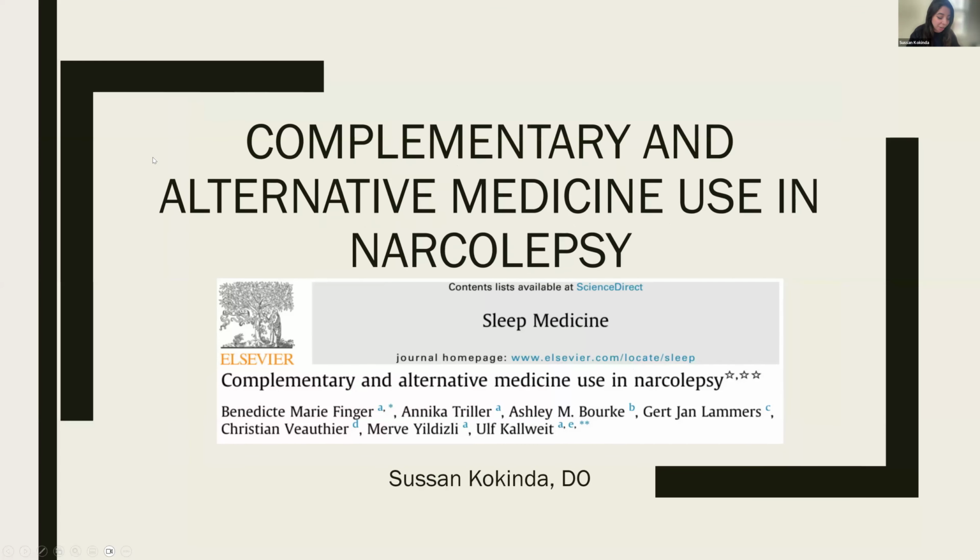All right, perfect. Okay, so my journal article was on complementary and alternative medicine use in narcolepsy. So I chose this article because I have had a handful of narcolepsy patients that were on high doses of stimulant medication, and were still reporting a lot of side effects. And so I was curious to see if there was possibly any alternative treatments that they may benefit from. So I ended up finding this article.